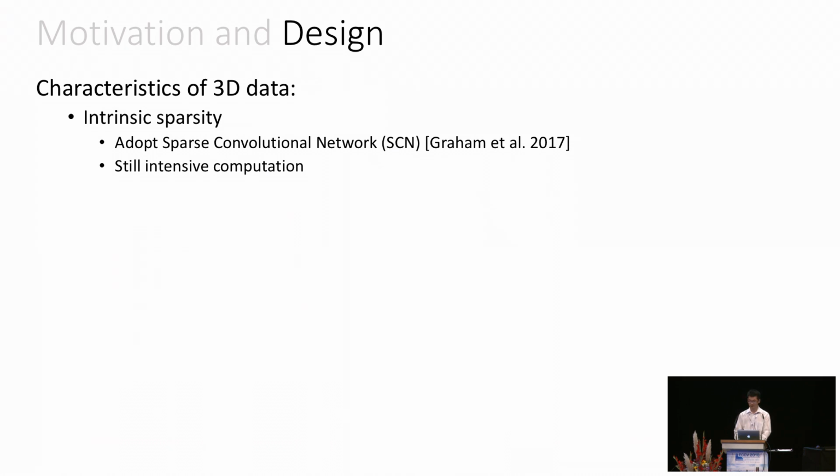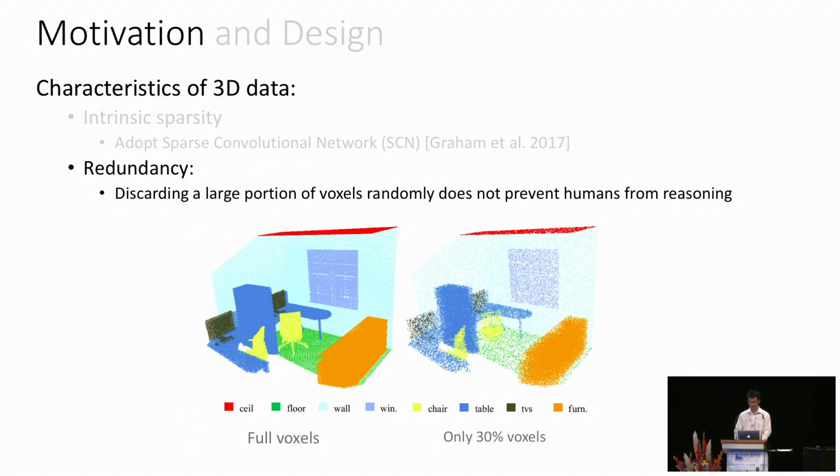We adopt the previous sparse convolutional network to exploit the intrinsic sparsity of 3D data to avoid unnecessary memory and computation on empty voxels. However, the computation is still intensive when the resolution is high or the input is not so sparse. For example, the complexity of SCN used in our paper is about 80 flops, while only outputting 1 in 64 size predictions. So, we propose to use the second characteristic of 3D data to further reduce the computation, which is the redundancy of 3D data.